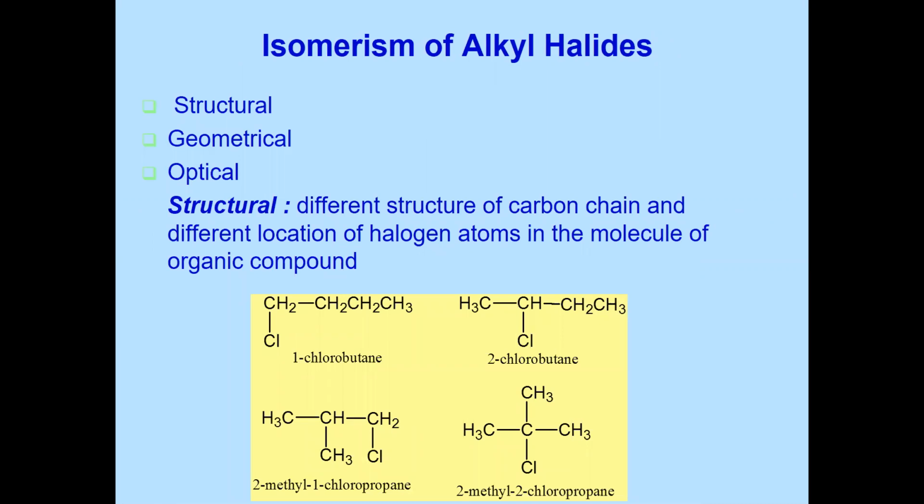Isomerism of alkyl halides: structural, geometrical, optical. Structural: different structure of carbon chain and different location of halogen atoms in the molecule of organic compound. For example, 1-chlorobutane and 2-chlorobutane are isomers. 2-methyl-1-chloropropane and 2-methyl-2-chloropropane are isomers.